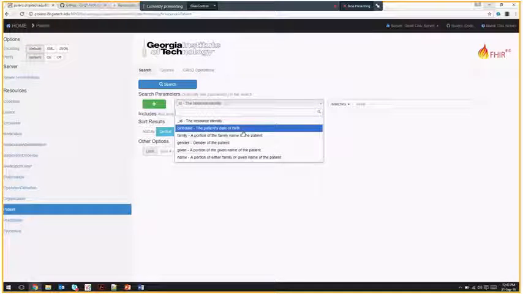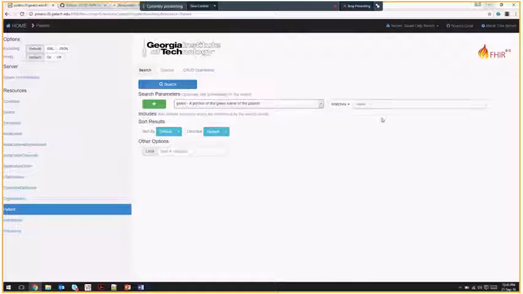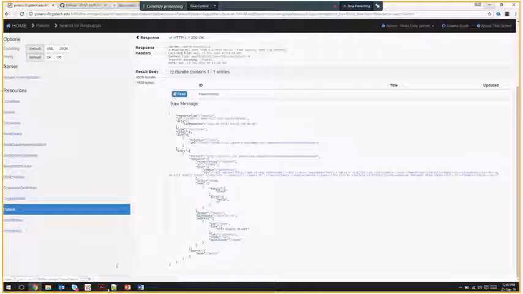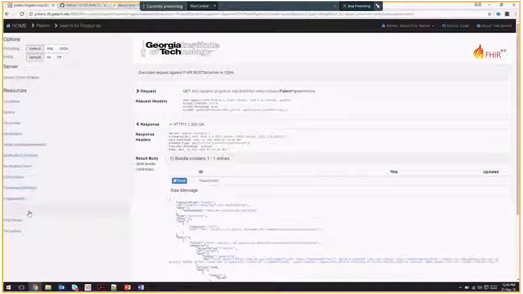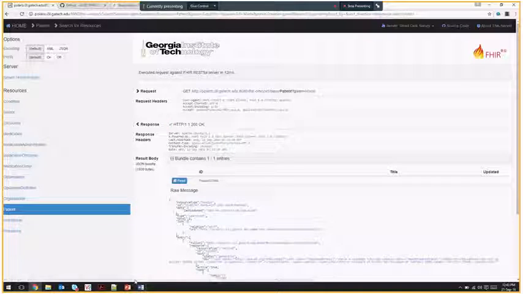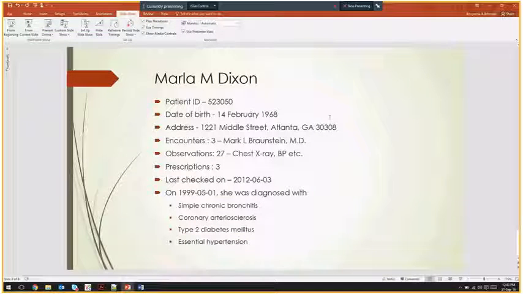So let us go with the given name of Marla. So this is the information that we receive for Marla. Her ID is 523050 and this is the patient ID.